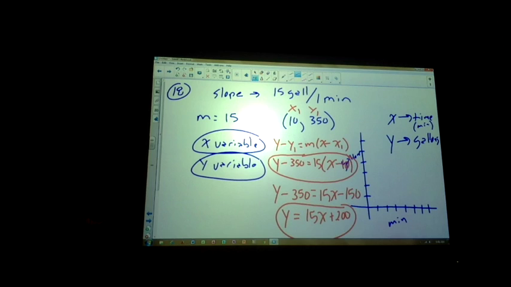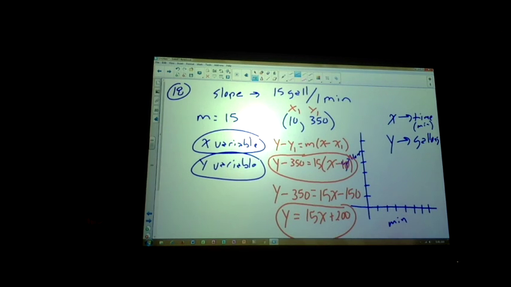All right. So before we put the hose in the pool to fill it back up, there was already 200 gallons of water in there. So that's what the y-intercept means.